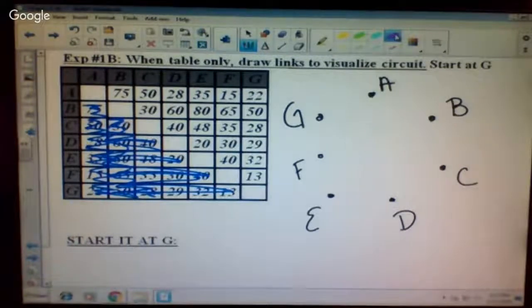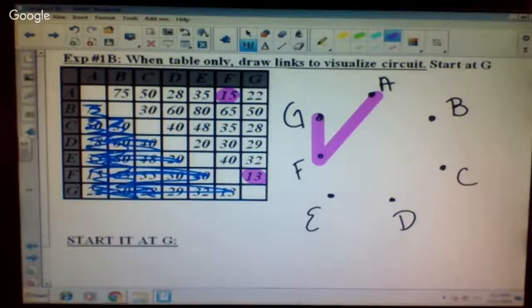taking a look at that section of your table, what's your smallest number? 13. 13 connects F and G. So there's your line. Then A to F. Okay. Then Saphir says, my next smallest number is 15. And that should connect A to F.